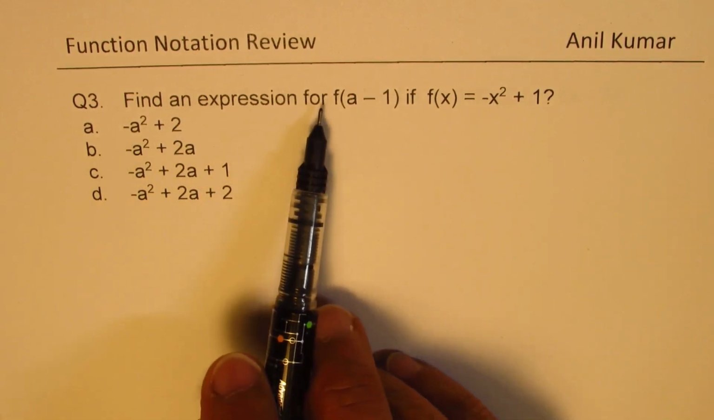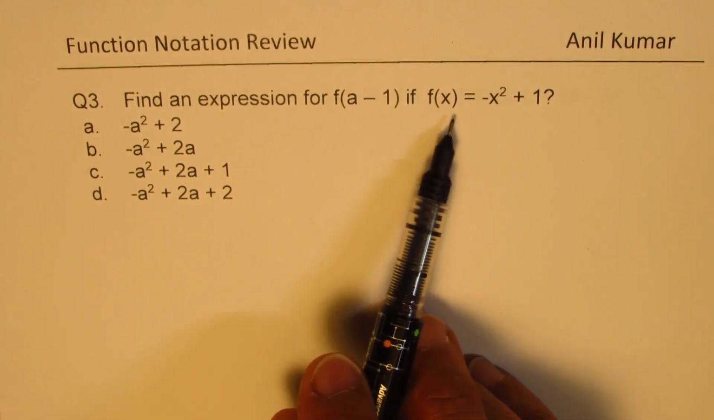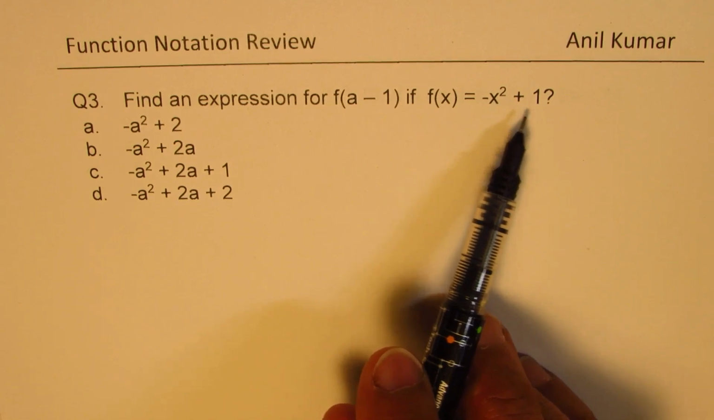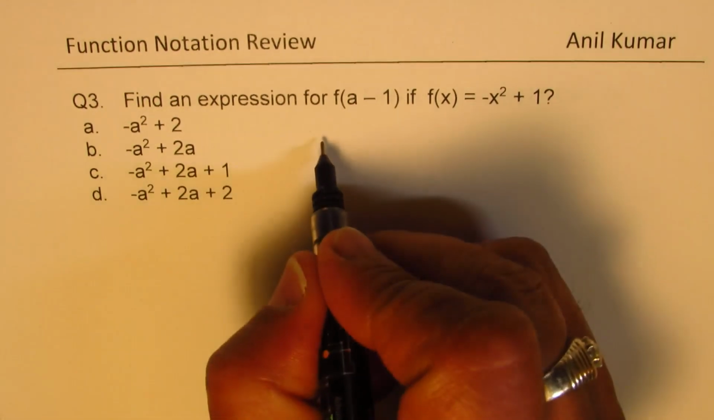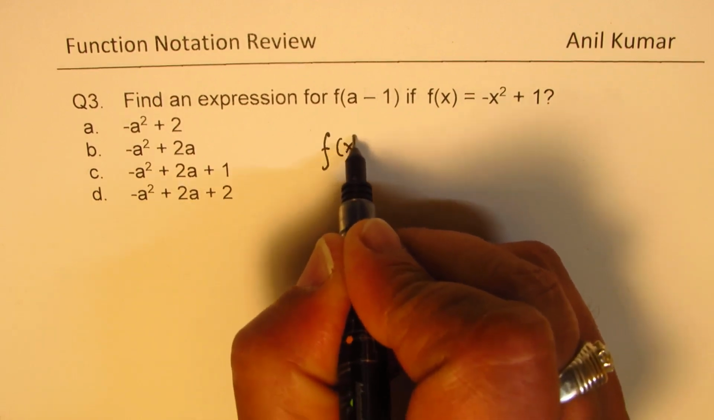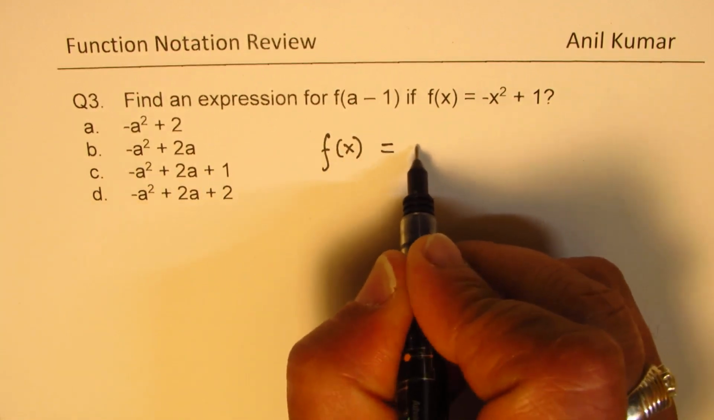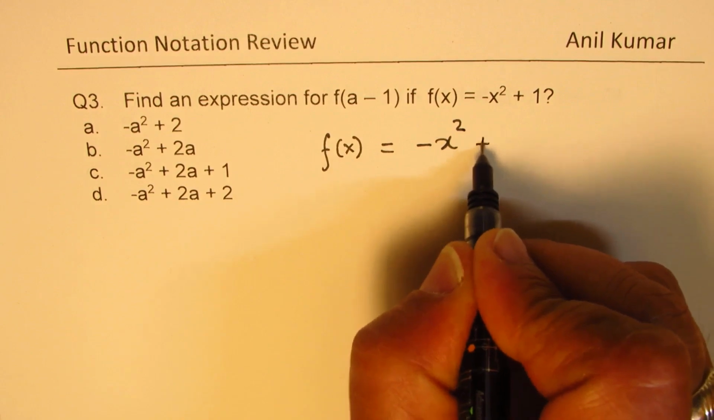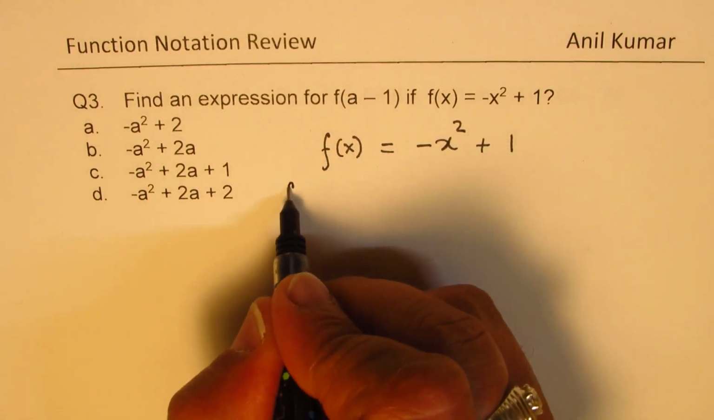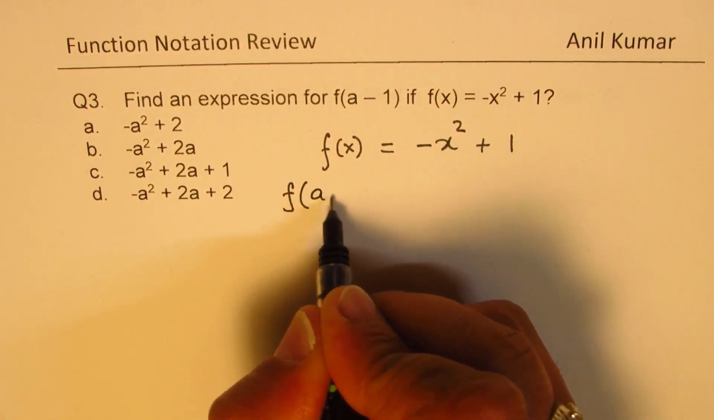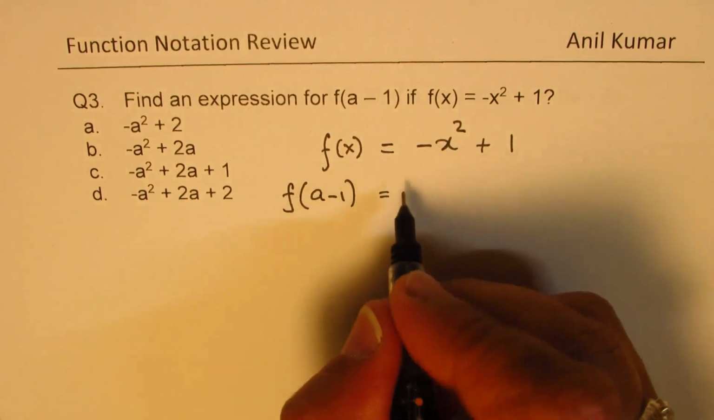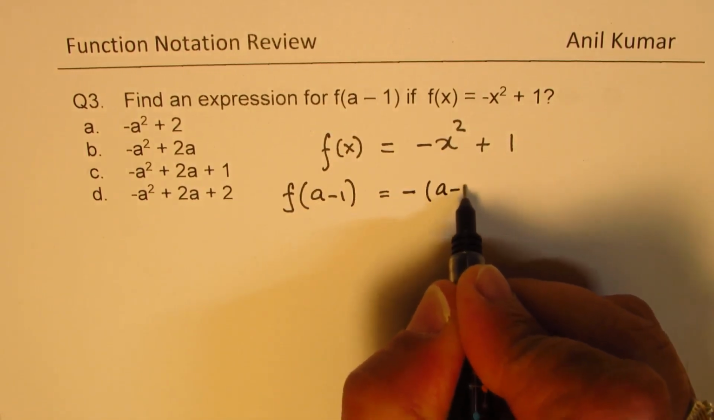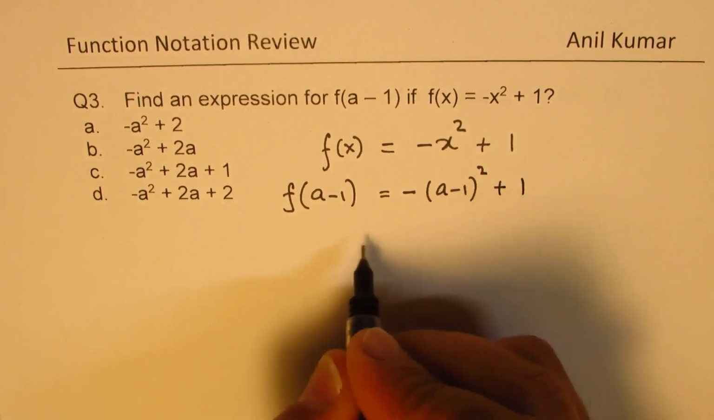Find an expression for f of a minus 1 if f of x is minus x squared plus 1. Right? So see, we can communicate much better with functions using function notation. So we have f of x equals minus x squared plus 1. We need to find an expression for f of a minus 1. So replace x with a minus 1. So we get minus (a minus 1) whole squared plus 1.